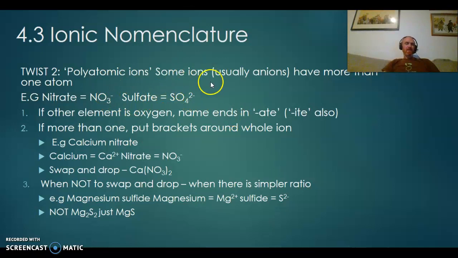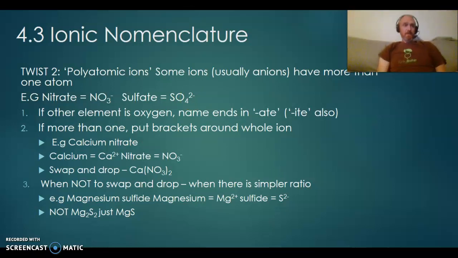And it's not obvious from where the atoms are found on the periodic table what the charge is going to be. That's really something that you need to know. Nitrate, you need to know sulfate, and probably 2 more. Phosphate, which is PO4 3 minus, and carbonate, CO3 2 minus.